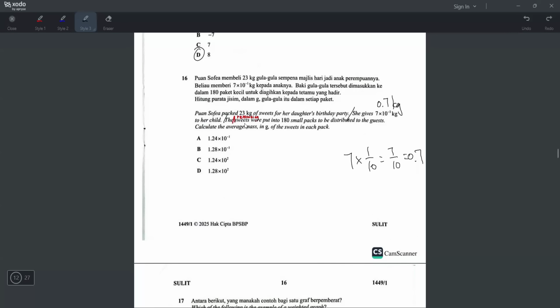And then the remaining sweets were put into 180 small packs to be distributed to the guests. Calculate the average mass in gram. Oh, very sneaky, they want it in gram. Because you want everything in kg, so gram of the sweets in each pack.